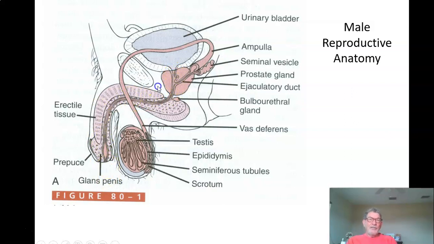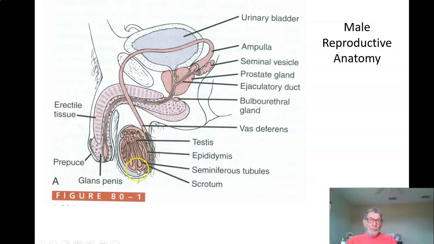urinary meatus. There are valves here so that only one can happen at a time. You can't pee while you're ejaculating, and you can't ejaculate while you're peeing. It turns this on or turns this off.